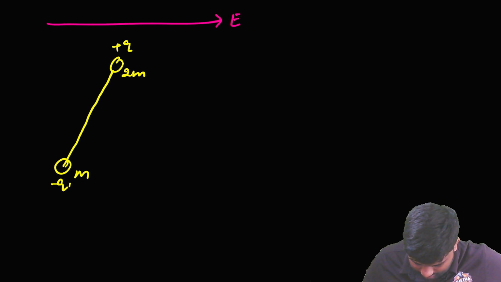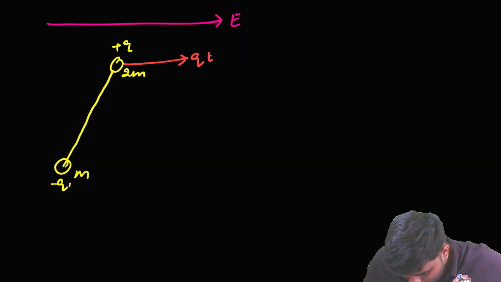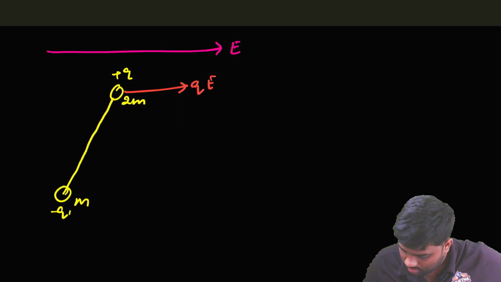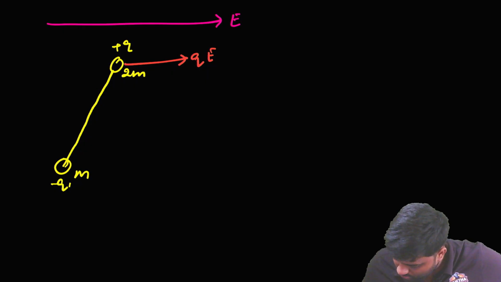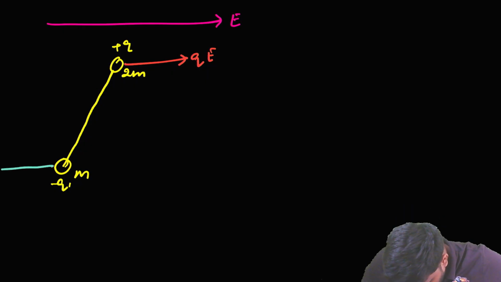2m with plus q, in the sense it started getting the force in this direction, that is QE. If it is minus q, it is going to have the force in this direction, that is QE.